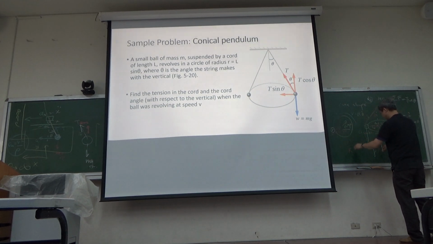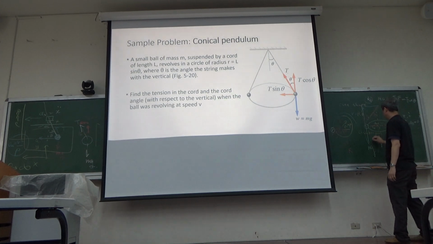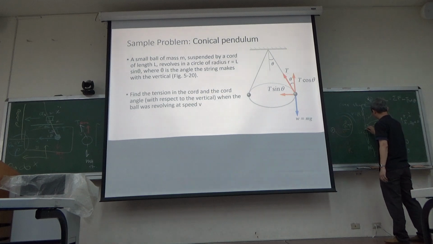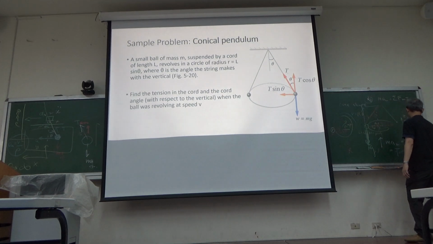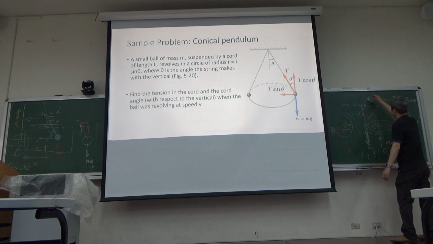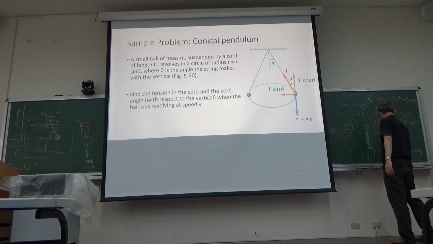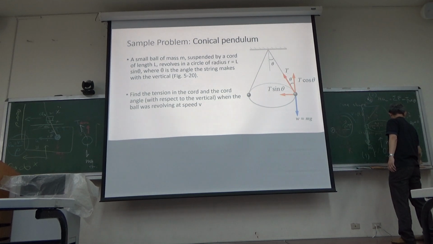Okay, this is your vertical component. Then it's going to be T cosine theta. And then what else? It's going to overcome the weight, minus mg. So in this way, in the second equation, you are able to find out what the tension is. The tension is the weight divided by cosine theta.